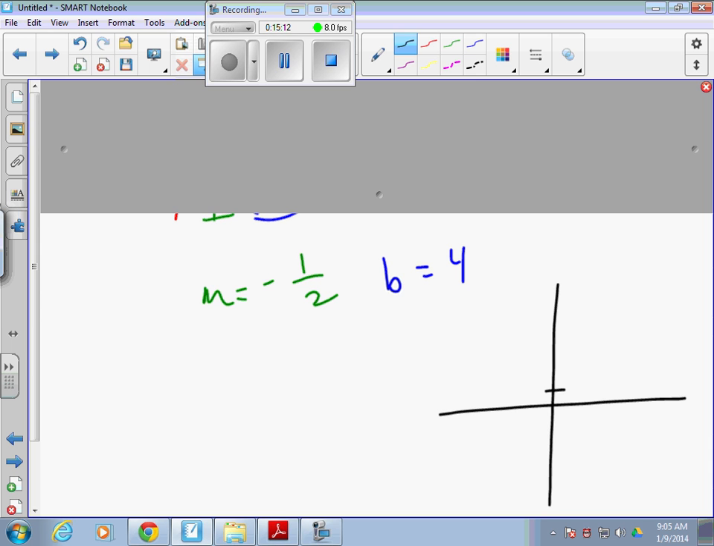Begin at 1, 2, 3, 4, your y-intercept tells you to begin there. Your slope, your m, tells you where to move. It says move down 1 and move right 2 times. So down 1 and over twice, put your point there. Once you have your 2 points, you can draw your equation.